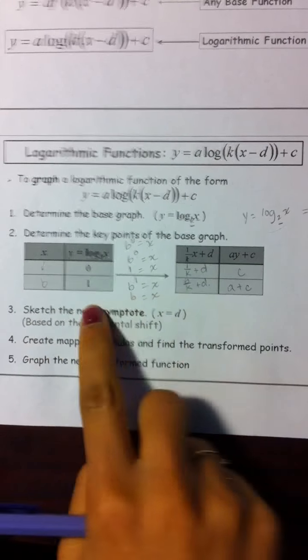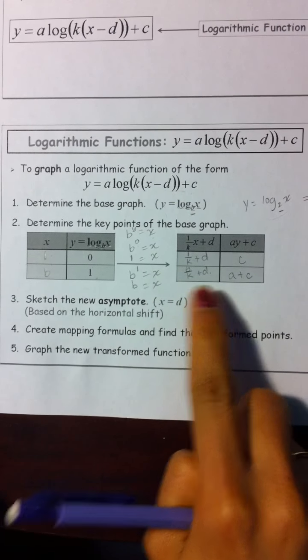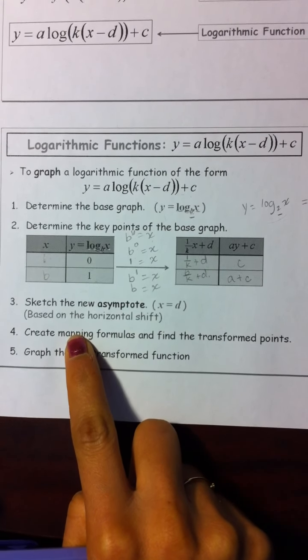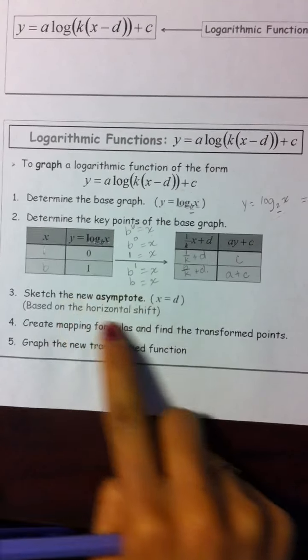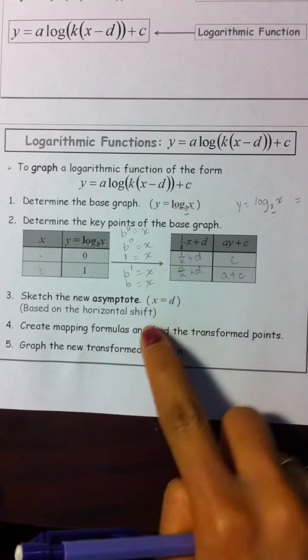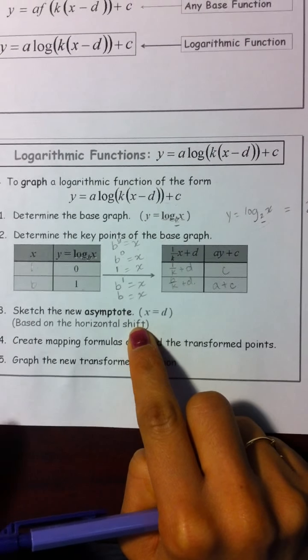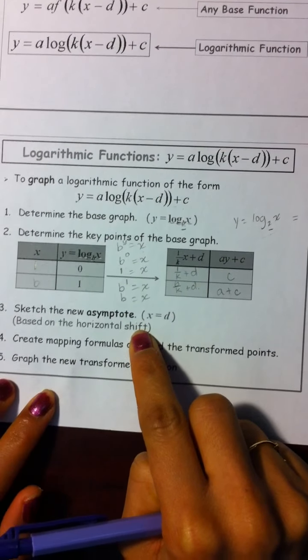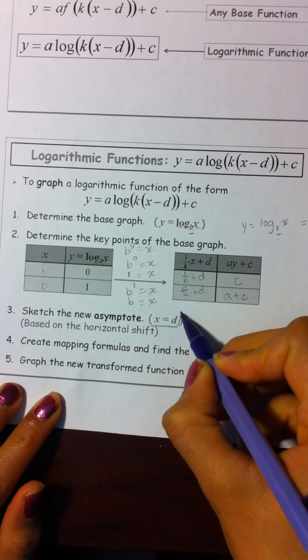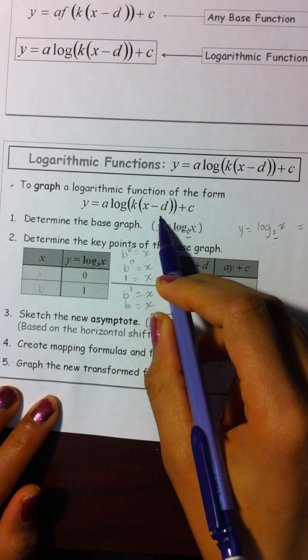Once we have our transformed key points, we are then going to figure out what our new asymptote is. I like to do this in the beginning, but it doesn't matter in which order you do this. It's a good idea to keep in mind what your new asymptote is going to be, and it's always going to be whatever the value for d is, the horizontal shift.